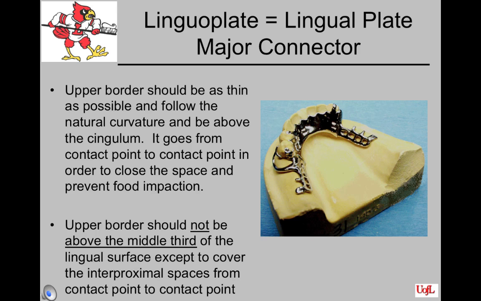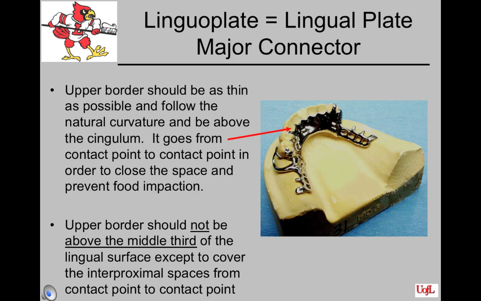The lingual plate is a popular major connector that's used when we do not have enough room for the lingual bar. The upper border should be as thin as possible and follow the natural curvature and be above the cingulum. It must close the interproximal spaces in order to prevent food from getting into the spaces between the teeth. It extends from contact point to contact point in order to do this. This makes the upper border appear to be scalloped rather than flat across the anterior teeth.